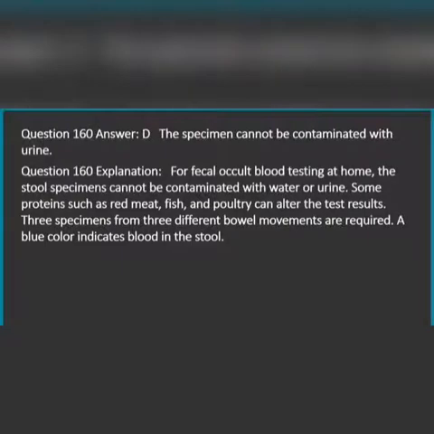Question 160. Explanation: For fecal occult blood testing at home, the stool specimens cannot be contaminated with water or urine. Some proteins such as red meat, fish, and poultry can alter the test results. Three specimens from three different bowel movements are required. A blue color indicates blood in the stool.